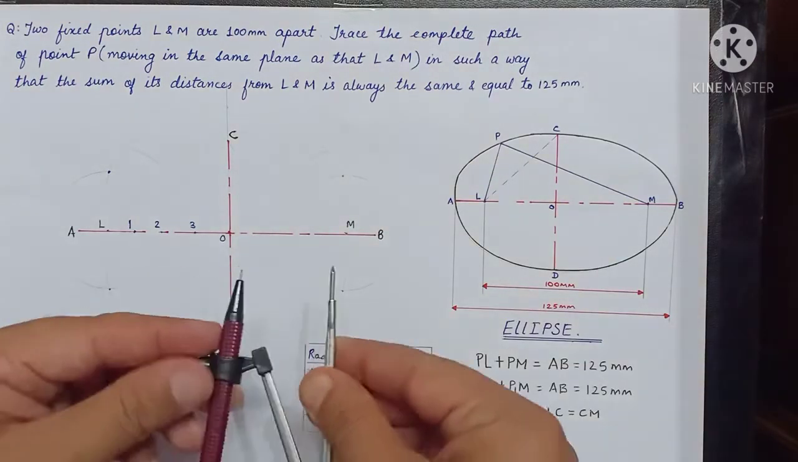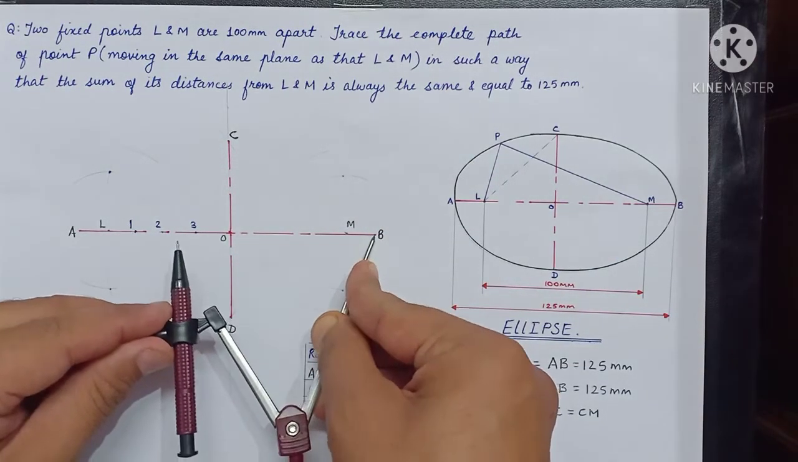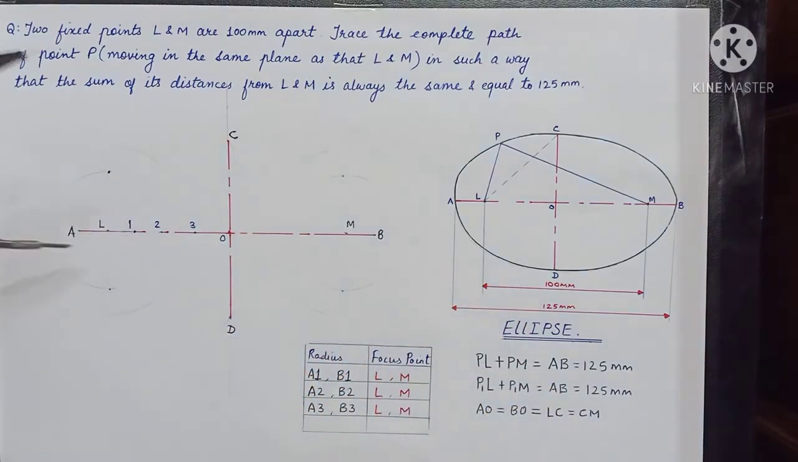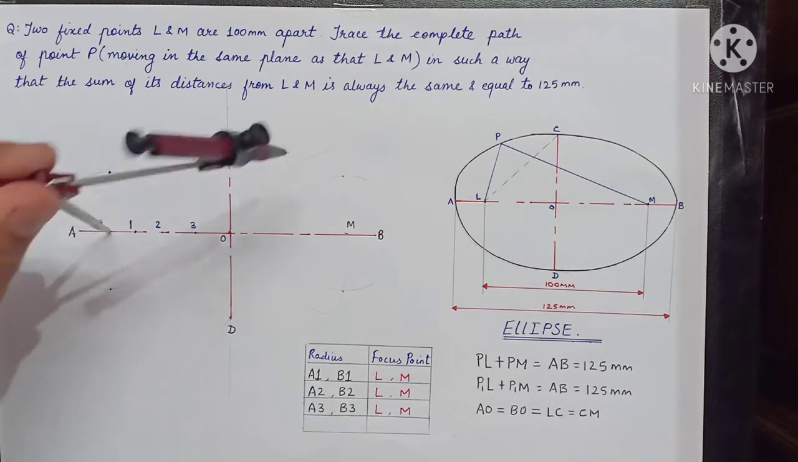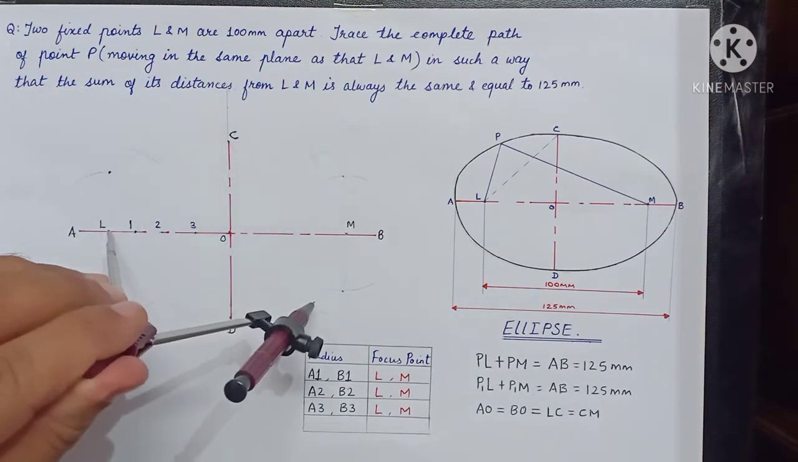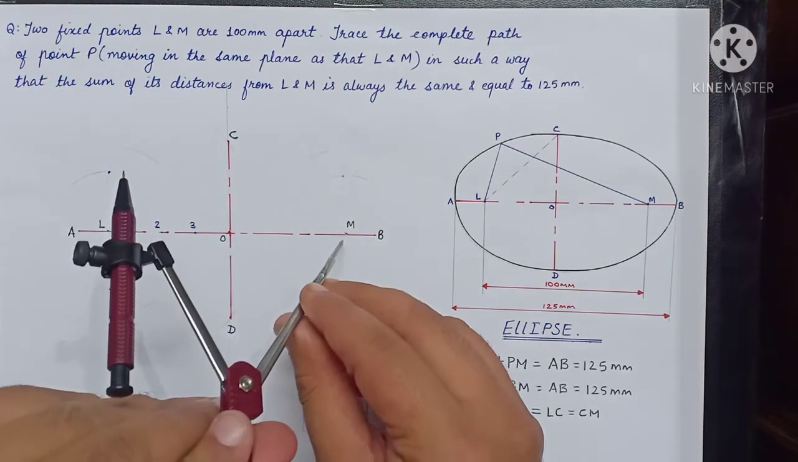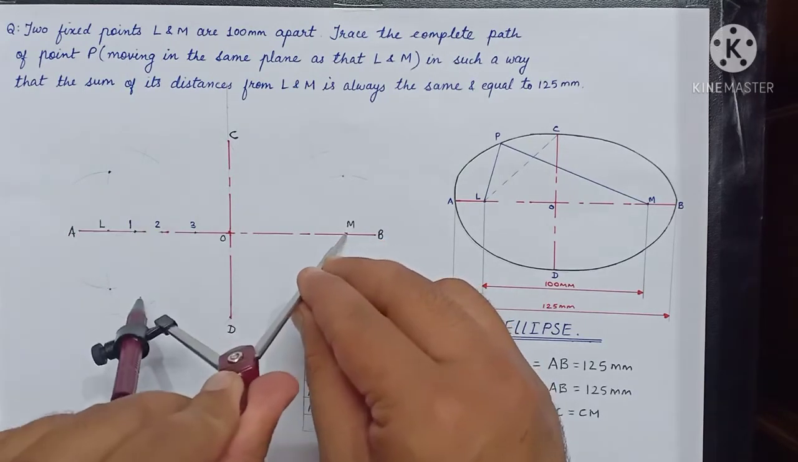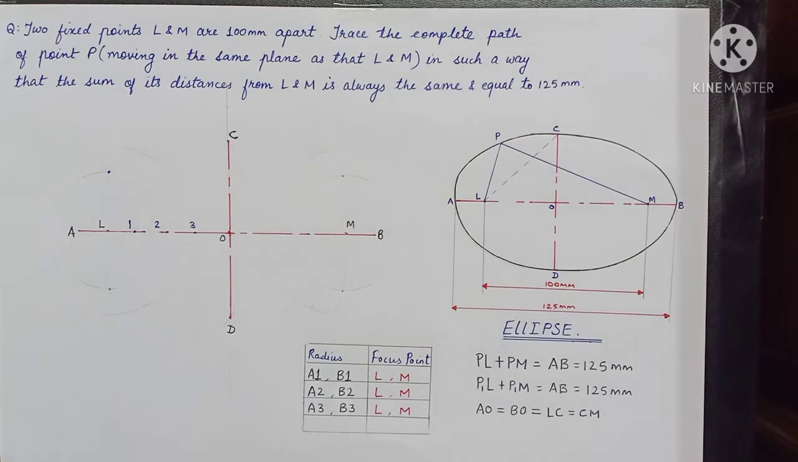Then measure a distance from B to 2. Place it on focus point L and cut 2 arcs. Then place it on focus point M and cut 2 arcs. Then we get 4 new points.